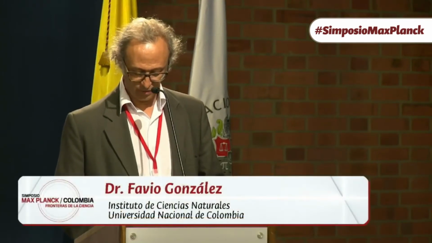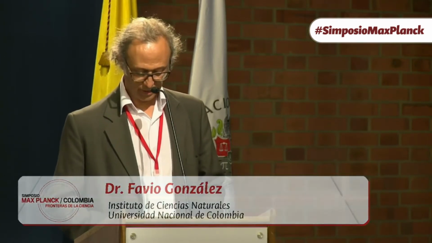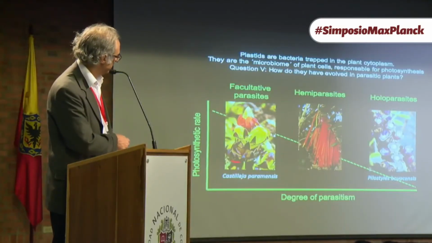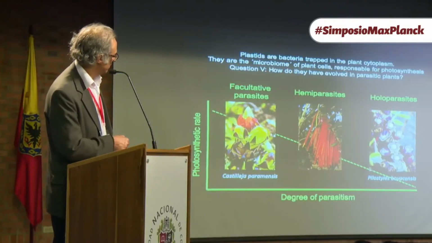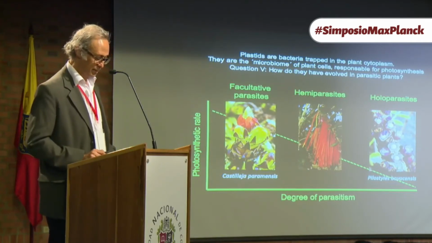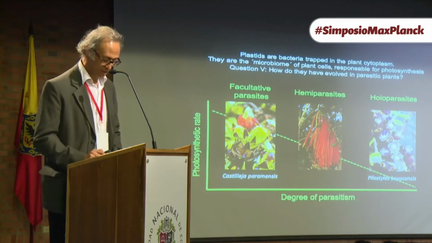We are studying plastome evolution at three levels of parasitism, from facultative parasites to my right, to holoparasites to the left. So far, we have sequenced and assembled the plastome of Castilleja paramensis, this tiny, tiny plant from the paramos, and the holoparasitic Pilostyles boyacensis, which grows around Bogota in very dry areas of the Cordillera Oriental of Colombia.